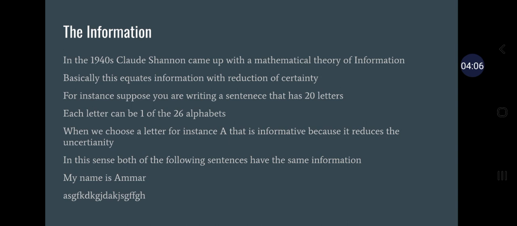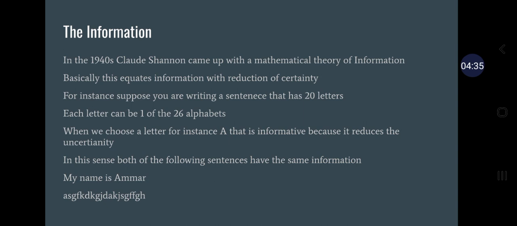When you choose the first letter, for instance A, B, C or whatever, that is informative. Why? Because it reduces the uncertainty. Before you choose the letter for each position, there are 26 options. After the particular letter is chosen, that uncertainty is removed. So this is information in a mathematical sense.